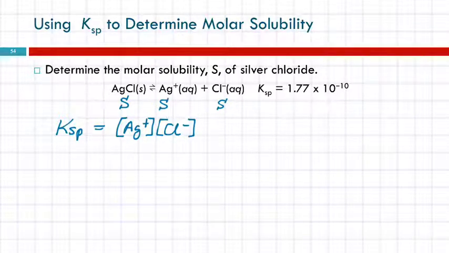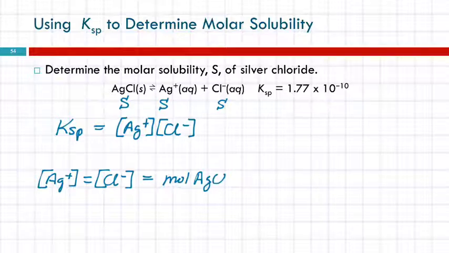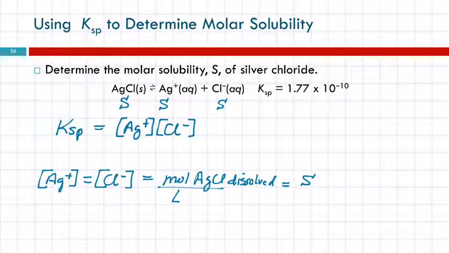What I'm trying to get at here, not very effectively, is that the concentration of the silver ion is equal to the concentration of the chloride ion. Okay with that? And that will equal the moles of silver chloride that have dissolved per liter. It's the moles that dissolved. And what is that called? That's called S, the molar solubility. So I'm going to plug S in for the silver ion concentration, and I'm going to plug S in for the chloride ion concentration.